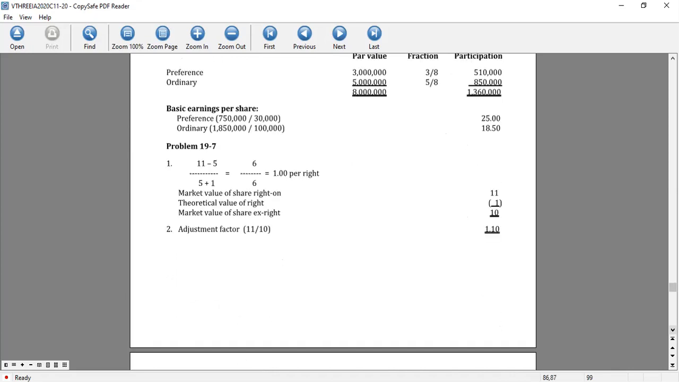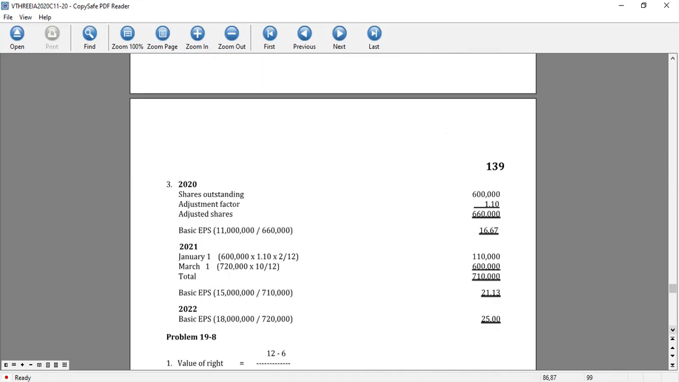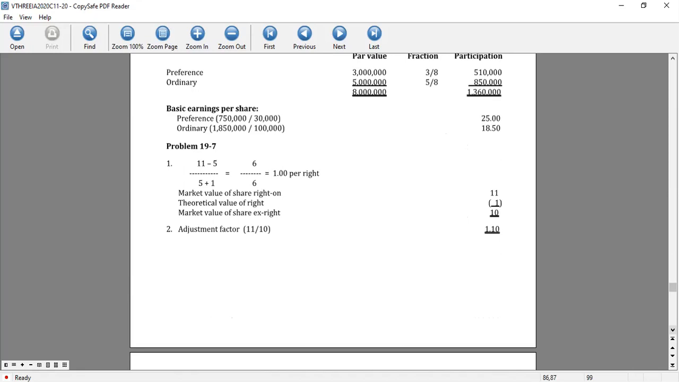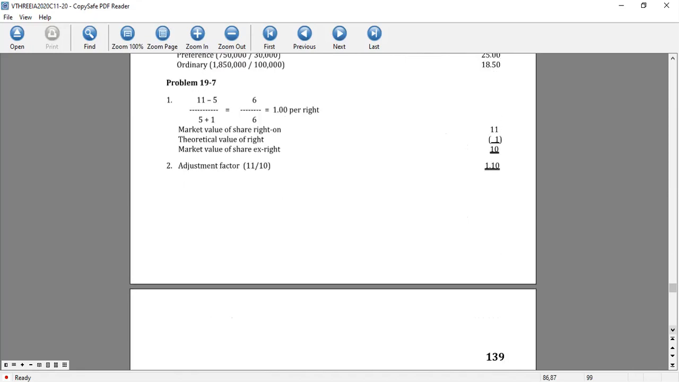Now, in 19-7, we have the years 2020 and 2021. So, for 19-7, question number 1, compute the theoretical value of share ex right. Now, we have the theoretical value of share ex right. We have now 11 minus 5, and we divide it by 5 plus 1. So that gives us 6 over 6. We have 1 peso per right.